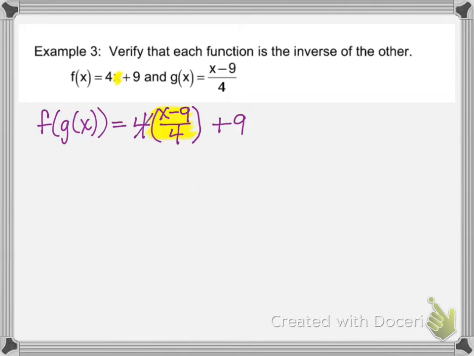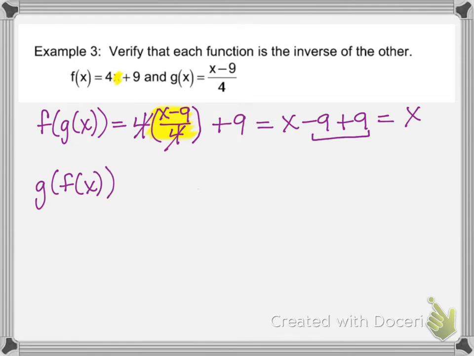This 4 and this 4 are going to cancel to become 1. So now I'm left with x minus 9 plus 9. And we all know that negative 9 plus 9 is just 0. So you get an x. That's good news. So now we do g of f of x.